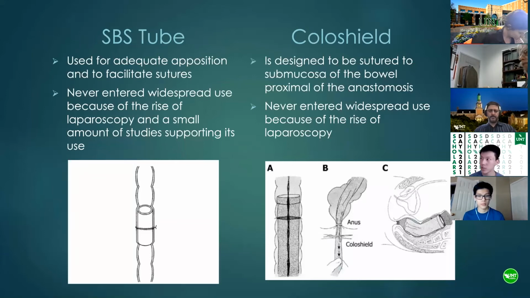So SPS tubes and colo shields, these two techniques never really entered widespread use due to the rise of laparoscopic surgeries, and for the SPS tube, there were very few studies supporting its use. The SPS tube was used for adequate apposition and to facilitate sutures, while the colo shield was designed to be sutured to the submucosa of the bowel, proximal to the anastomosis site.